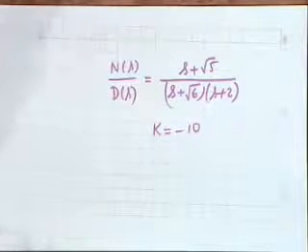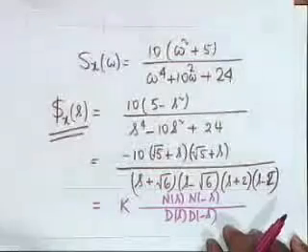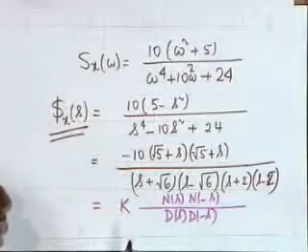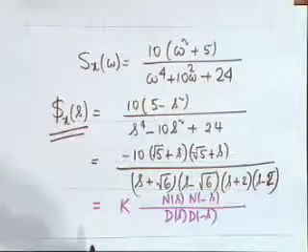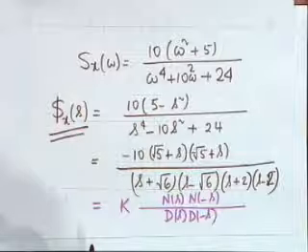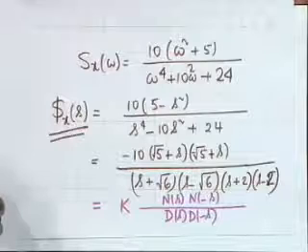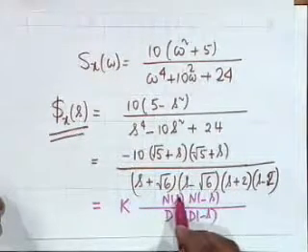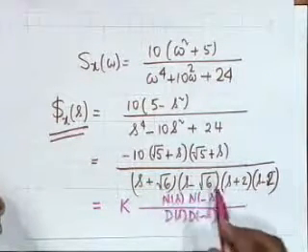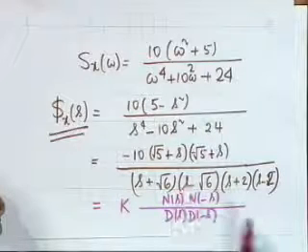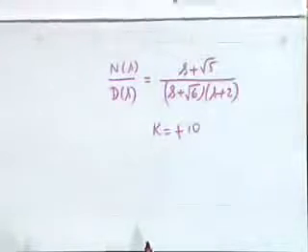No, it is minus 10. This is why I changed this. Oh, you were right. Oh, it was in the correct form, minus s plus root 5. But don't you have to change here? S plus root 6. Oh yeah, okay. K is equal to plus 10. All right.